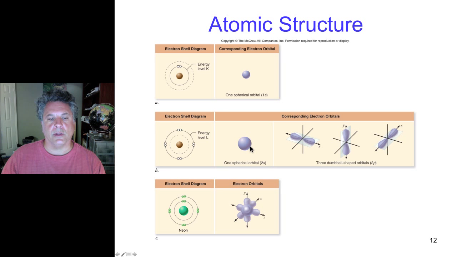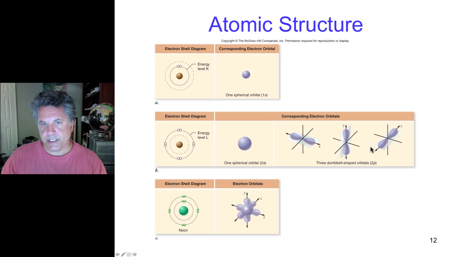There's 1 spherical orbital that we'll call 2s. It's the second energy level, and it's an s orbital. So there's 1 spherical orbital in the second energy level, but there are 3 different p orbitals, dumbbell-shaped orbitals that we talked about, x, y, and z. And you can think of these as existing perpendicular to each other in 3 dimensions.